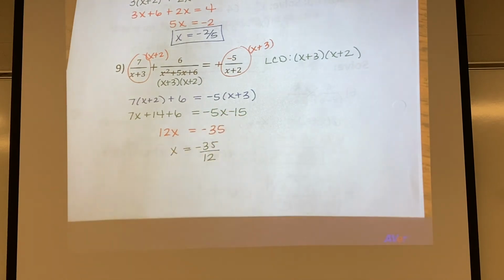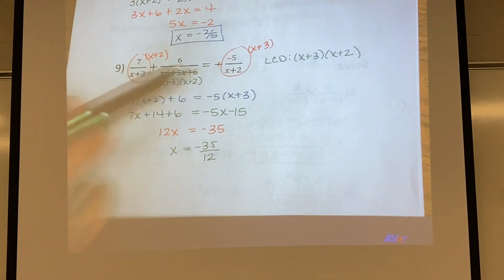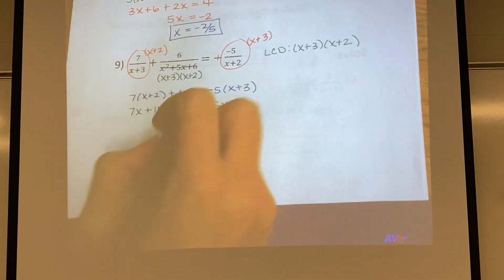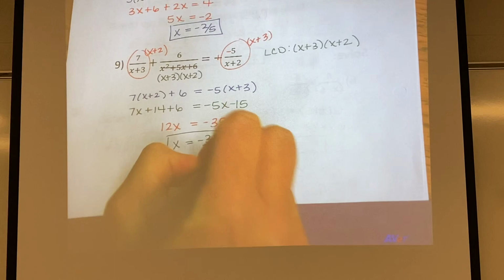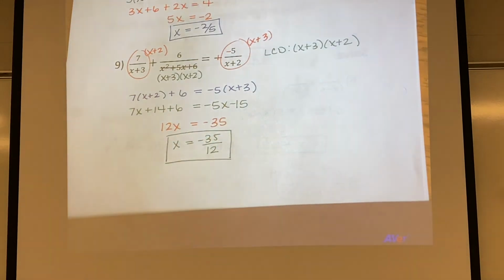We want to see if we can reduce that at all. Is there anything common between 35 and 12, any factors? And there is not. We also want to double check to see if negative 35/12 makes any of our denominators 0, and it does not. So that is our answer. Okay, so anytime you have rational equations, remember that process of factoring the denominators, finding the LCD, multiplying each term by what's missing from the LCD, and then simplifying.